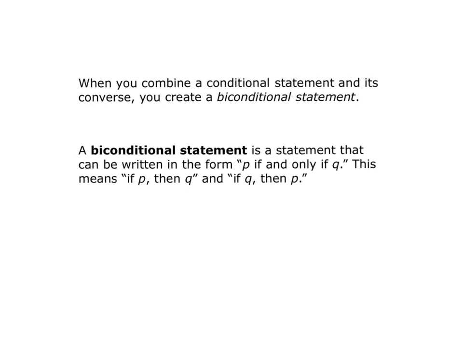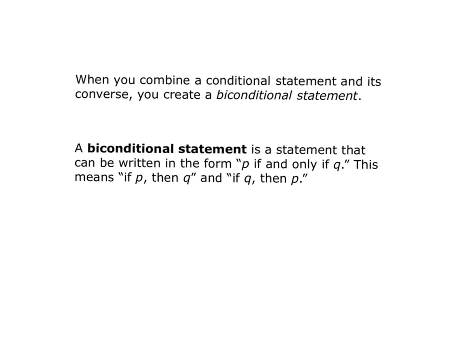So when you combine a conditional statement and its converse, you create a biconditional statement. So we know a conditional statement is if P, then Q. The converse of if P then Q would be if Q then P. So to create the biconditional statement, we would combine the two. So a biconditional statement is a statement that can be written in the form P if and only if Q. This means if P then Q, which would be this one, and if Q then P.